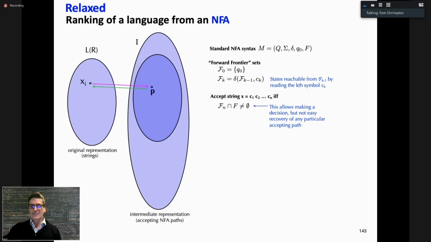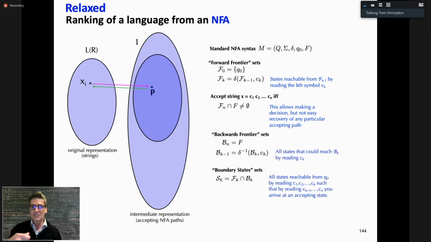Well, that's okay. This procedure is good. This allows you to make a decision, but it doesn't make it easy to actually recover any particular accepting path. And that's what we're actually going to need, because we need to know the path in order to figure out what the string is that goes with it. So in addition to these forward frontier sets, we're also going to keep backwards frontier sets.